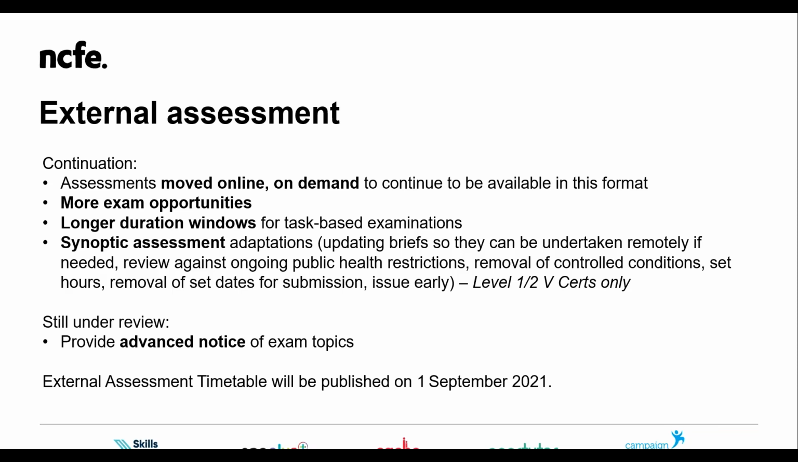So that's still currently under review, but the view from ourselves at this point is that by the 1st of September, when we publish our external assessment timetable, you'll be able to review that timetable for the qualifications that you are delivering and understand which ones will have more exam opportunities, longer duration windows, which ones the synoptic assessments are applicable to, but also where the provision of advance notes for exam topics is being made available. So lots of things happening around external assessment that will continue, but the new area is the advance notes for exam topics. Next slide, please.